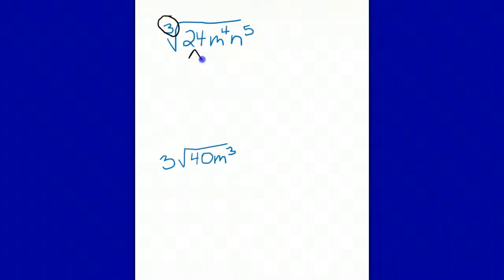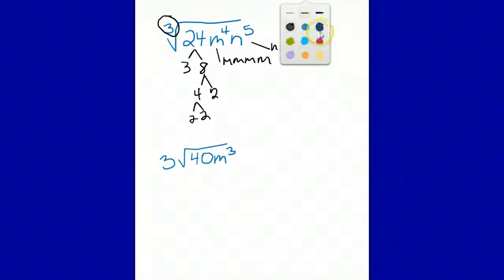Again, I'm going to factor out. See, I've got a 3 and 8. 8 times 3 is 24. 8's 4 and 2, and 4 is 2 and 2. Then I've got 4 m's. 1, 2, 3, 4. And then 1, 2, 3, 4, 5. And again, if you get the variable part, you don't actually have to write it out. But I'm trying to make it physical so you can see everything.